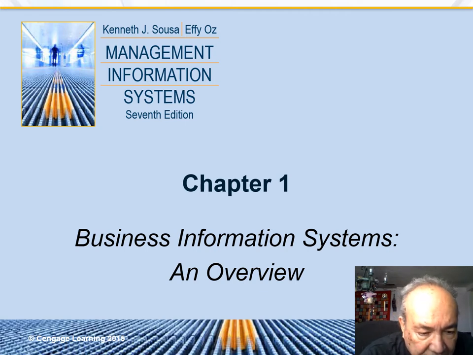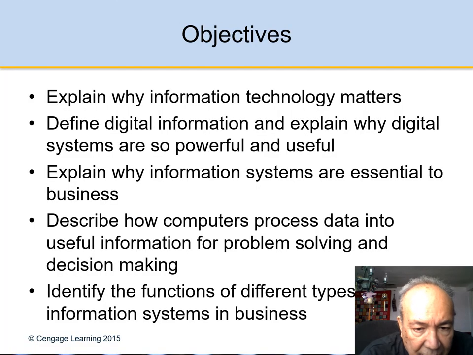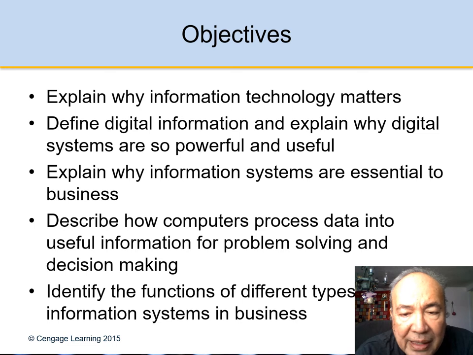First of all, what are the objectives that you will learn from this week? Number one, explain why information technology matters. Why is it important? Define digital information and explain why digital systems are so powerful and useful. Digital means computers. Another word for computers is digital information. Information coming from the computers.